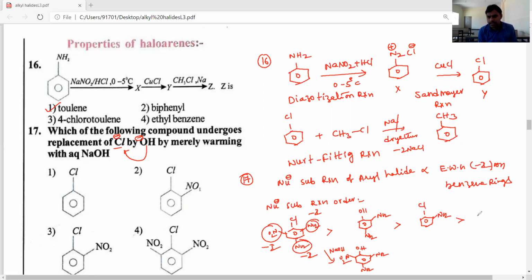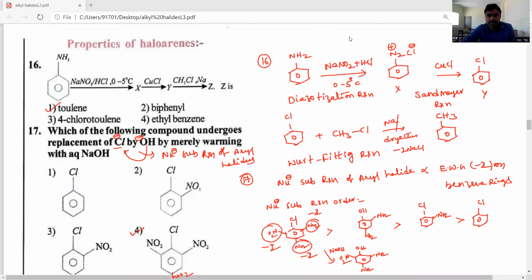Reactivity order, next, chlorobenzene. Aryl halides are very less reactive in nucleophilic substitution reactions. When aryl halides have electron-withdrawing groups at ortho and para positions, it decreases the electron density at the ortho and para positions, and then the nucleophilic substitution rate increases. So it is more reactive in nucleophilic substitution of aryl halides. That's why the fourth one, where NO2 groups are present, is more reactive.